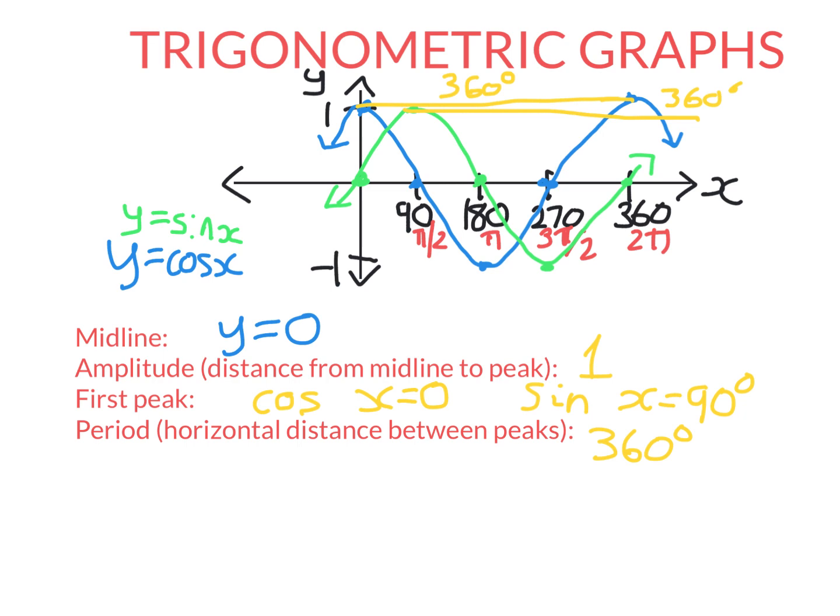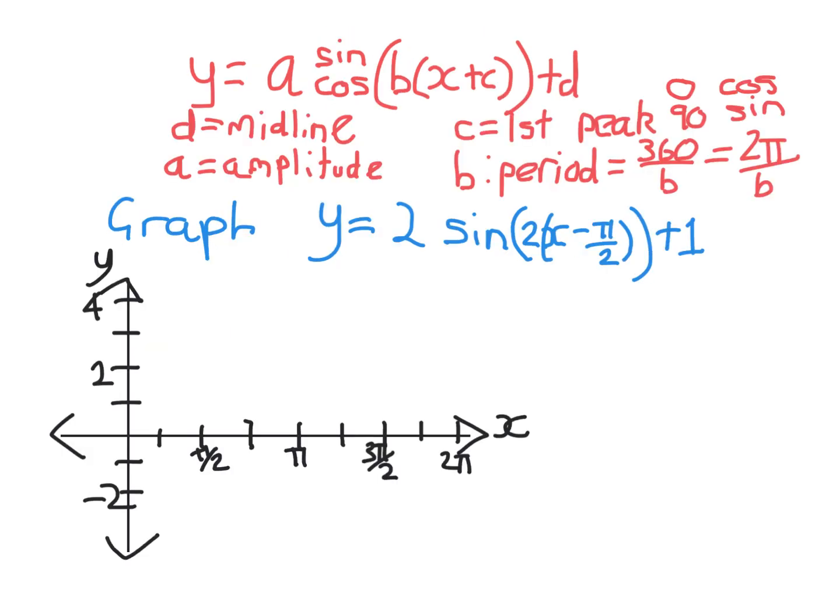But of course, we want to be able to graph different types of sine and cosine functions. So let's look at that now. We want to be able to graph equations of the form y equals a times sine or cos of b outside of x plus c, plus d. When you're graphing an equation of that form, it's always going to have the same up and down wavy feature that you just saw in the sine and cosine graphs. But the features we went through, the midline, amplitude, peak, and period, and so on, will change.